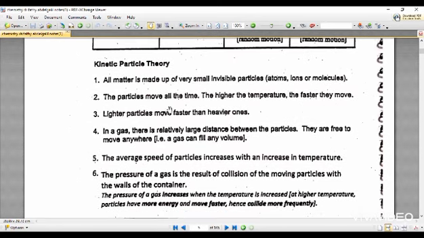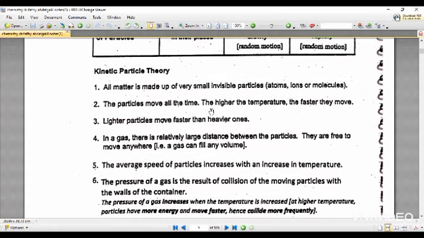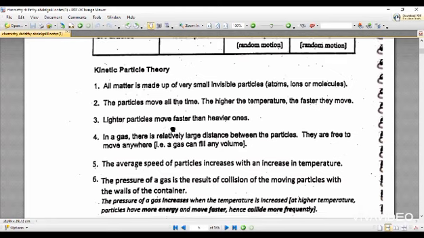Number two, the particles move all the time. Yes, we saw that particles in a solid are moving even if they are only vibrating in their places, particles of a liquid are sliding past each other, and particles of a gas are moving randomly. And this was also proven: the higher the temperature, the faster they move. Liquid particles move faster than solid particles, and gaseous particles move faster than liquid particles.